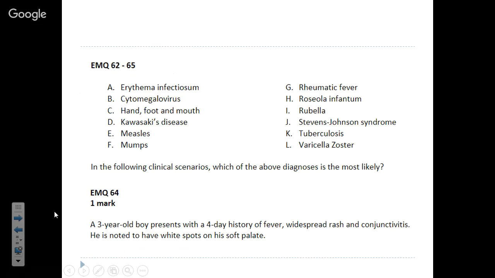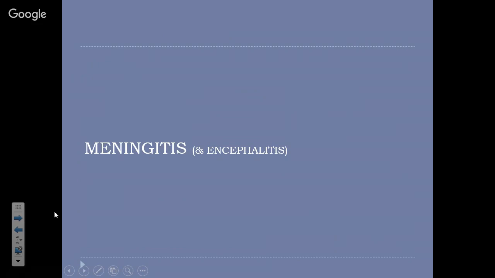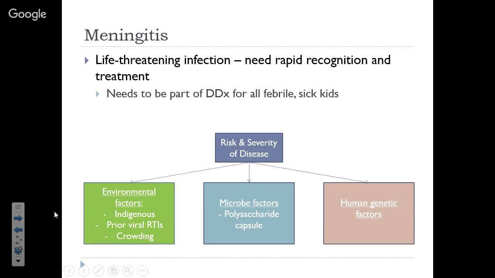Take another one. A 3-year-old boy presents with a 4-day history of fever, widespread rash and conjunctivitis. Noted to have white spots on his soft palate. Measles, yep, so got that C for conjunctivitis, part of the 3 Cs, and the white spots are Koplik spots, which we talked about before. Great. Okay, so moving on to meningitis. So that's most of the viral stuff covered.